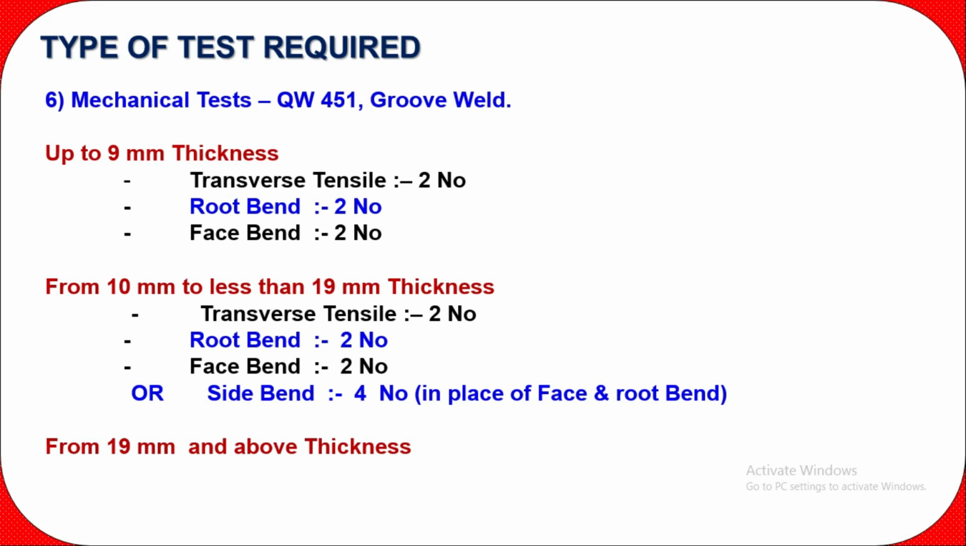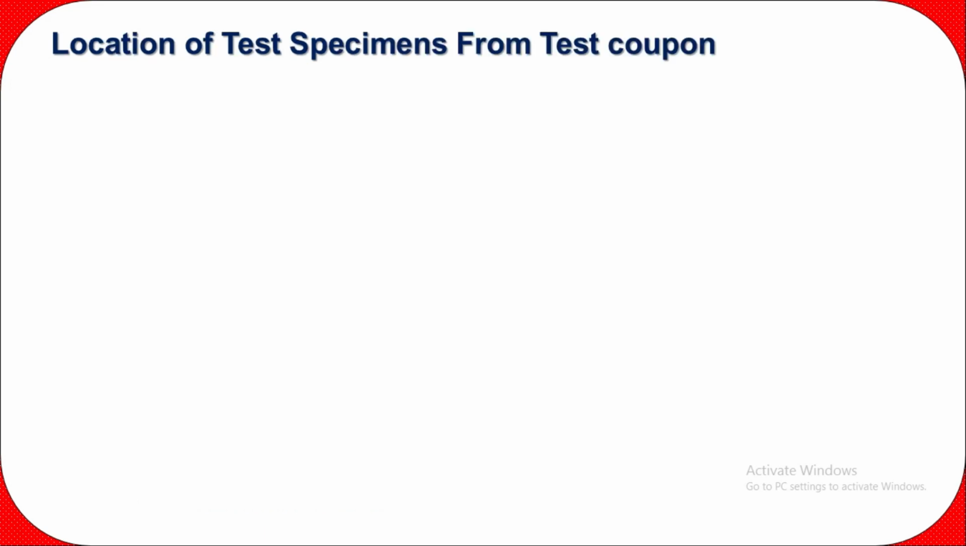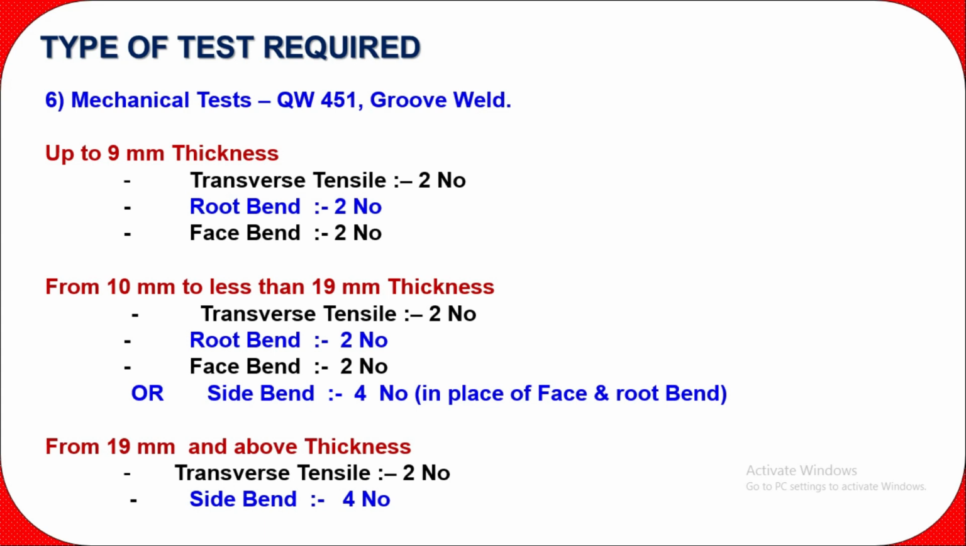From 19 mm and above thickness, the transverse tensile 2 number and the side bend 4 number is enough. So you have to know the type of test required based on the WPS, which test is required as per the thickness.